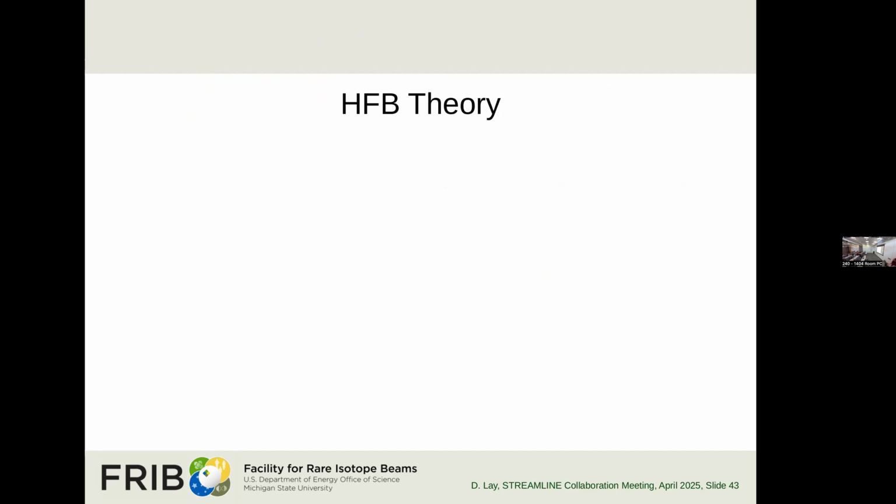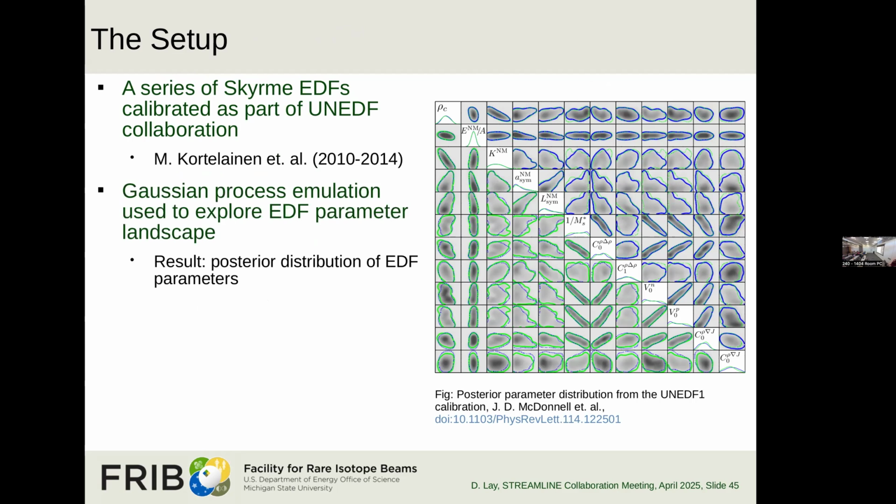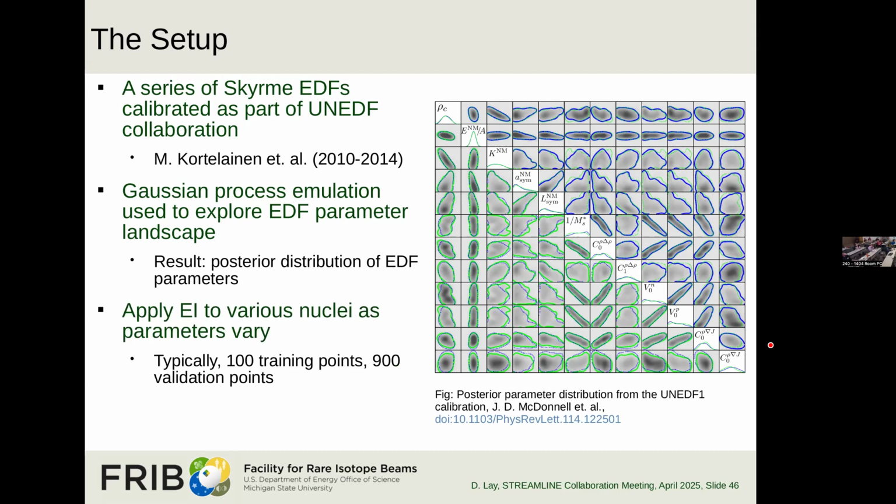And now we can get into HFB theory. So to set the stage a little bit, about a decade ago, there was a good bit of work done by the UNEDF collaboration to calibrate a series of Skyrme energy density functionals such that they have posterior parameter distributions. There, they ended up using Gaussian process emulation techniques to really explore the landscape. And you can see the posterior distributions shown in this figure here. What I did was I took 1,000 samples from this posterior distribution and used it to apply this empirical interpolation approach to a number of different nuclei and a number of different test cases.